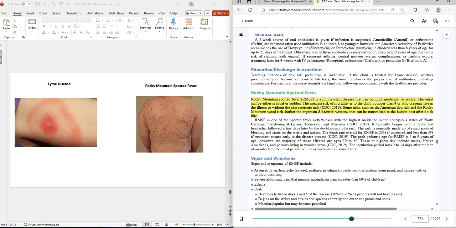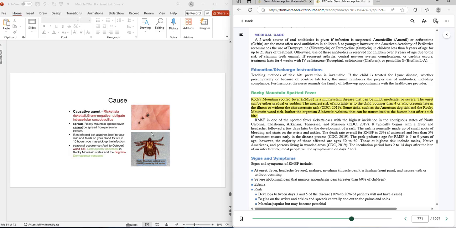So the highest incidence is around where we live, okay, the southeastern United States. So there are the states here. It starts with a headache, a fever for a few days, and then later on you get this rash, okay? And it is, like I said, caused from that tick, okay?